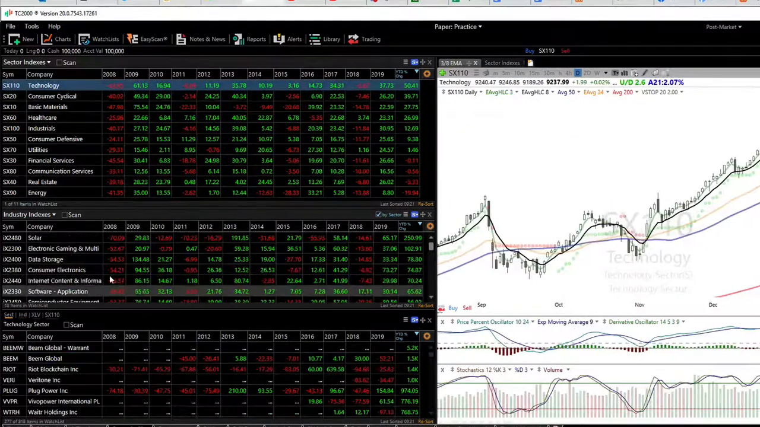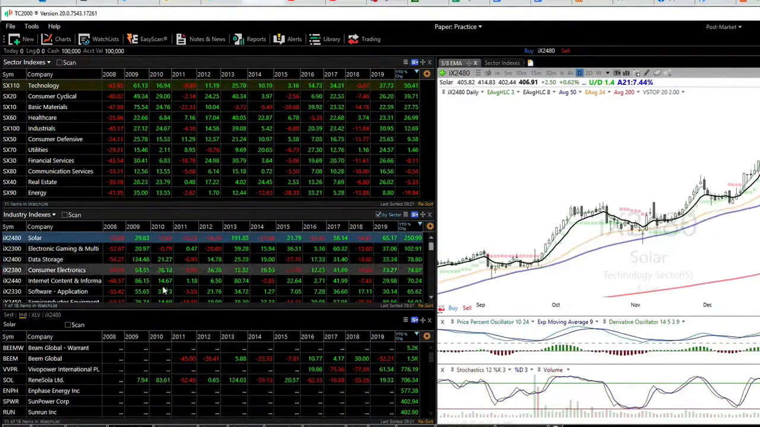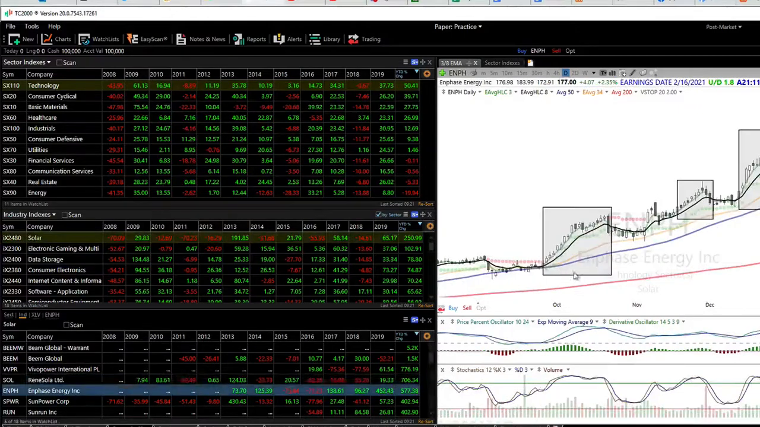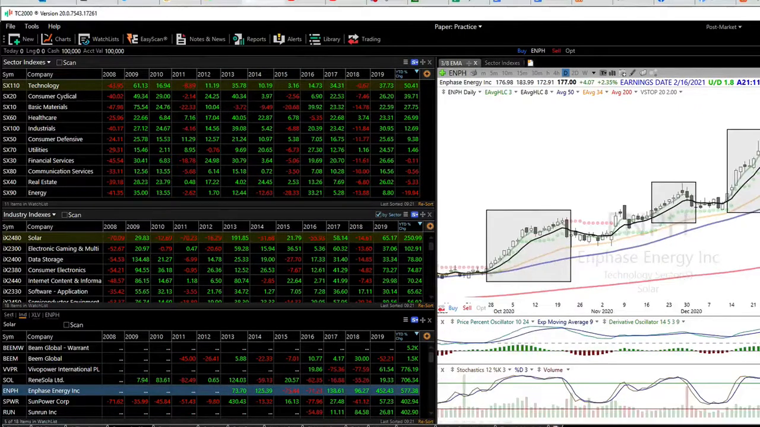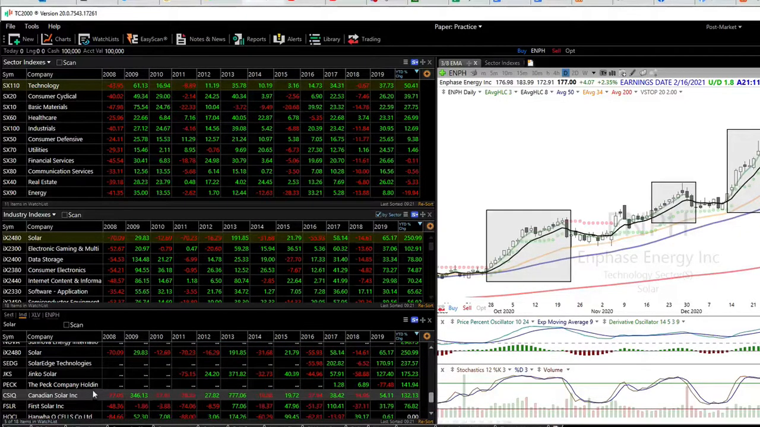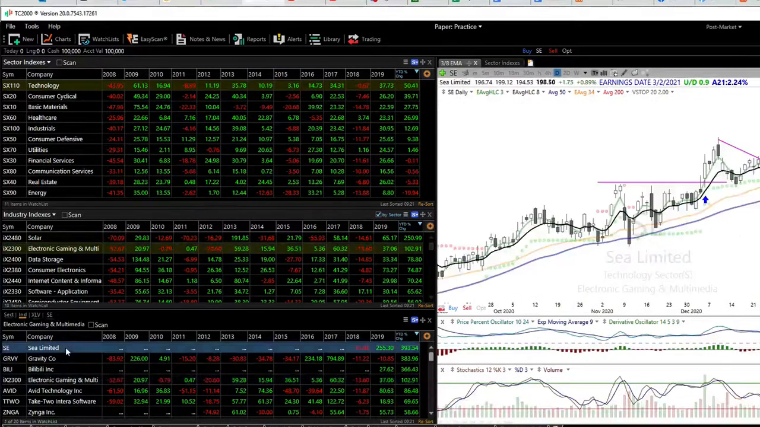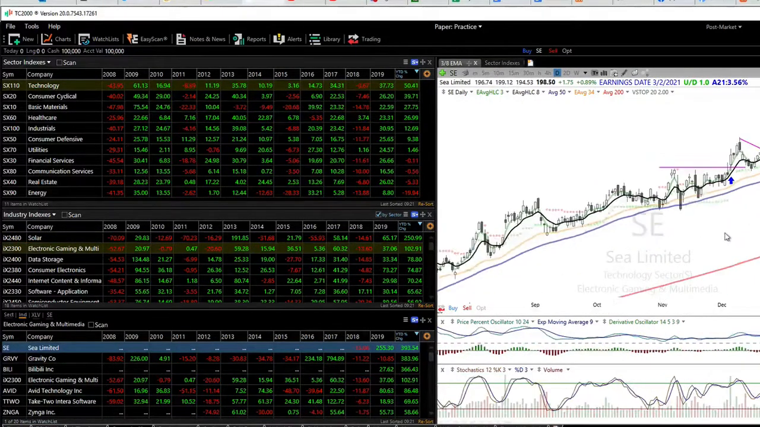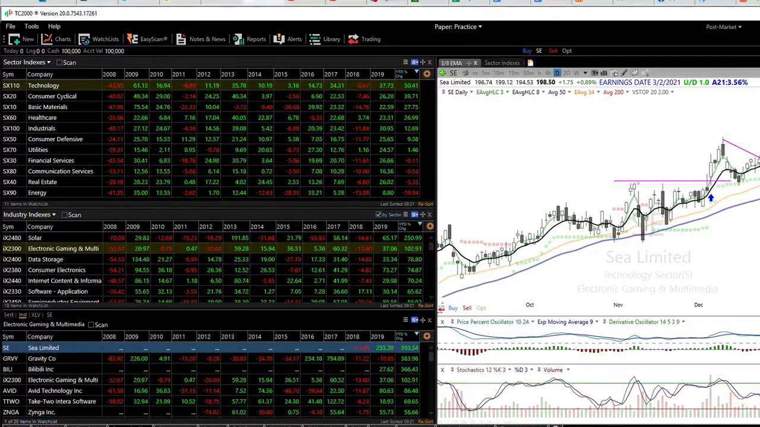And obviously with technology, they put solar in there. Solar's huge. I'm currently in one of them, but there's a whole bunch: Run, SPWR, Sol, Beam, Vivint Solar, Nova, SolarEdge, JKS, Canadian Solar. Gaming is huge. SE Limited. SE is actually a good one to consider potentially. It's in this nice uptrend, and it kind of broke this little pullback and support at the 50 here. I was looking at this, but it was just not doing much here. And that is one of the best ones.